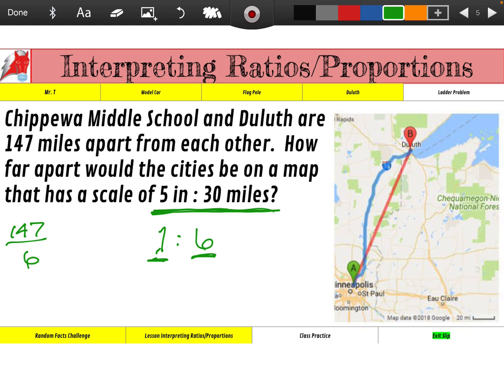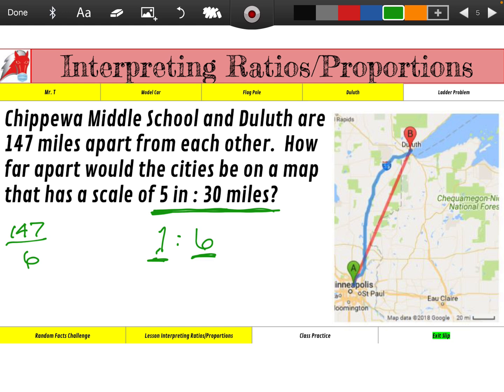One second, I need to calculate. This is the one I didn't do. So you have a 1 to 6 ratio. Apologize for any sounds here. This is me grabbing a calculator when I should be prepared. So I could just simply go 147 divided by 6.